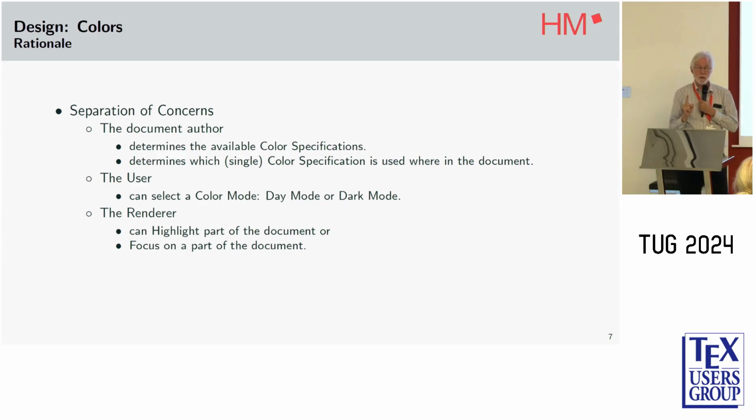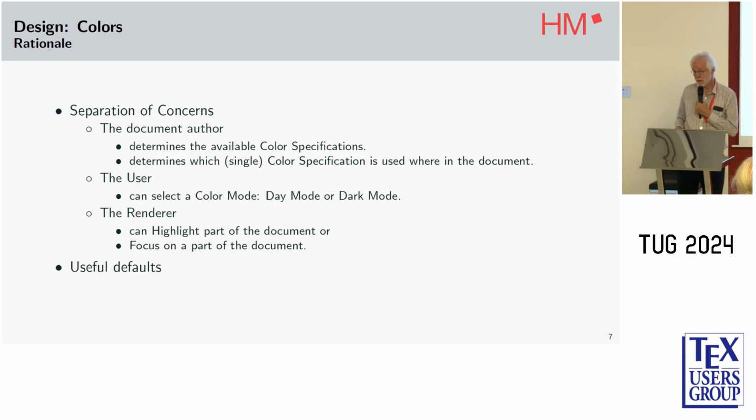The user can select the mode. So a user can say, I want to have dark mode or light mode or colorblind mode, and the renderer, the rendering engine, decides, okay, I need to highlight this part, or I have to focus on this part, or it's just normal text. So these are the three things that come together.